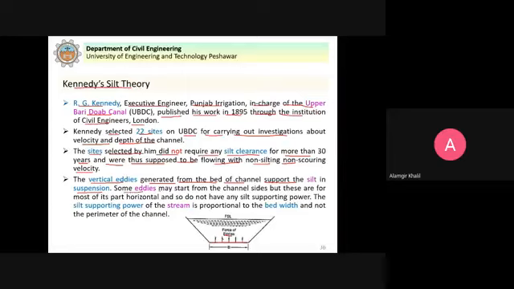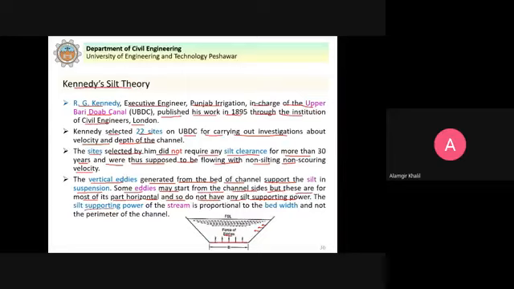Some eddies may start from the channel sides, but these are for most of their part horizontal and do not have any silt supporting power. This is what Kennedy's theory says, that there may be eddies generated from the sides, but for most of their part, these eddies are horizontal and so do not have any silt supporting power.